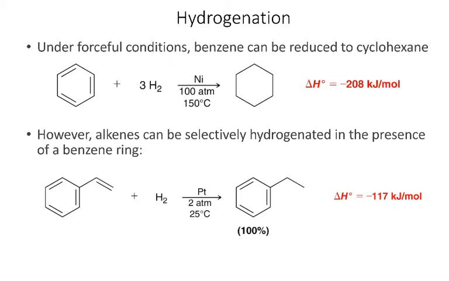One kind of cool thing: if we have the benzene ring and then other alkenes present, we can selectively hydrogenate just the other alkenes using less harsh conditions, right? So instead of doing 100 atmospheres, if we just do 2 atmospheres, we'll hydrogenate this alkene, but it's going to leave the much more stable benzene ring alone.